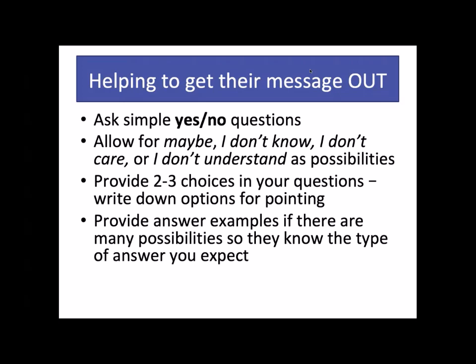It can help if you provide 2 or 3 choices in your questions and write down those choices so that somebody can point to the choice that they want. Sometimes if I give 2 choices, I'll indicate that one choice is my right hand and one choice is my left hand so that they can point to the hand of the option that they wanted. And you can also help by providing answer examples if there are lots of possibilities, so that the person with aphasia knows the type of answer you expect. So you might say, "How would you like your coffee? With cream, sugar, black?" They might be able to say cream and sugar, but at least they know the type of answer you're looking for, not hot or cold.